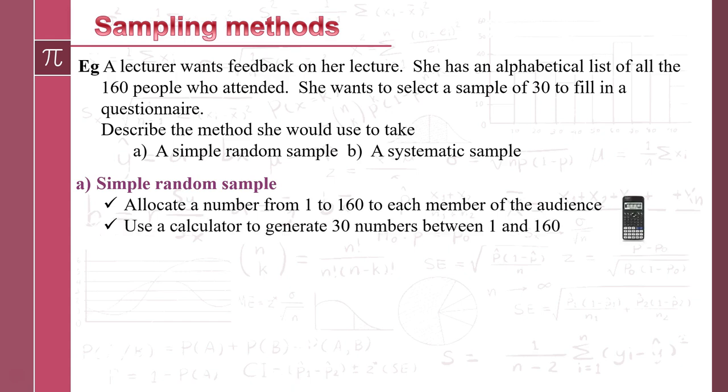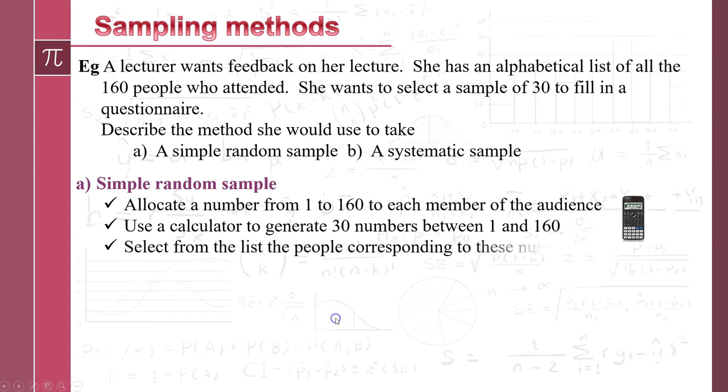Then you'd get your calculator and you'd use your random number generator to generate numbers between 1 and 160, and you just kind of keep pressing the button until it spat out 30 different numbers. And then all you do is just compare those numbers to the list and pick the relevant numbers, pick the relevant people. Right. On we go.